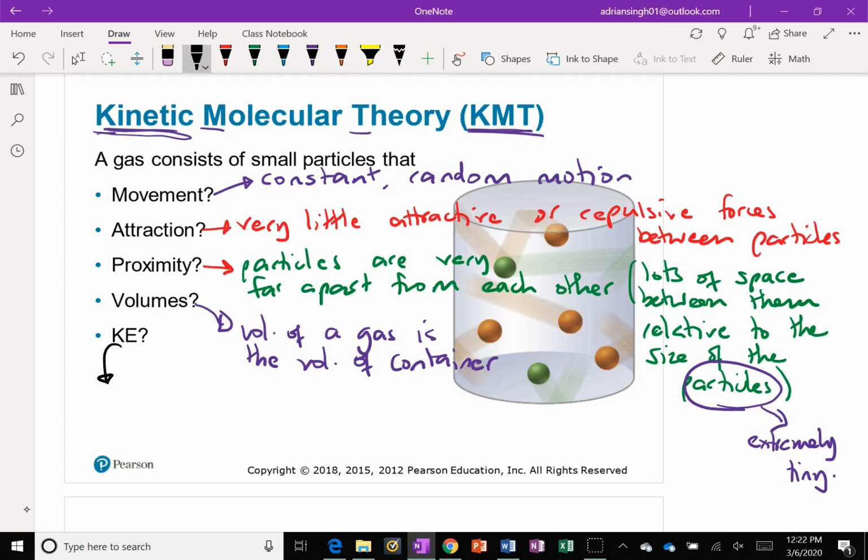The very last part of the kinetic molecular theory addresses the kinetic energy of the gas particles, and what we can say is that the kinetic energy increases as the temperature of the gas increases. Right, so in other words, as you increase the temperature, the particles are going to have more motion. They're going to be moving around more frequently with more energy.